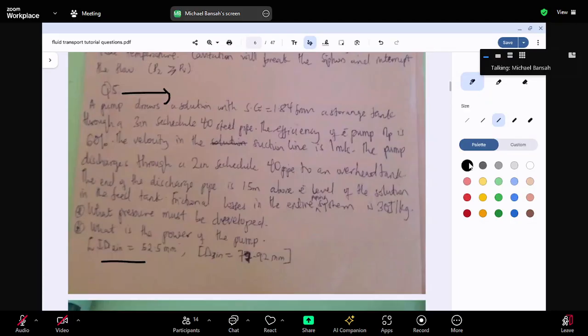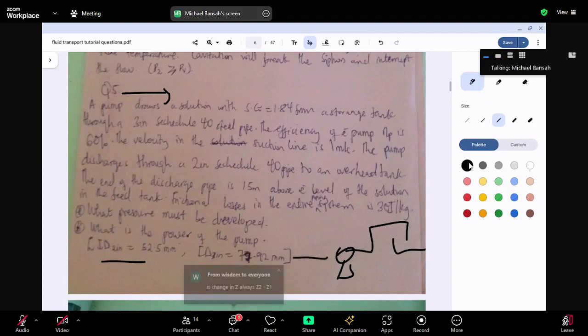The pump discharges through a 2-inch schedule pipe discharge line. Remember, I told you that the second line is the discharge line. This very one is the discharge line. And let's look at the suction line. A pump draws a solution with specific gravity from a storage tank through a 3-inch pipe. So meaning the suction line is the 3-inch schedule pipe.